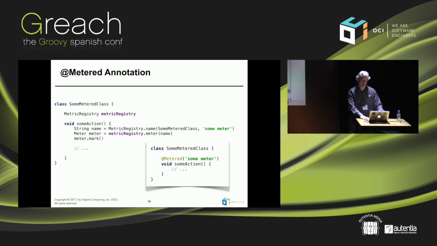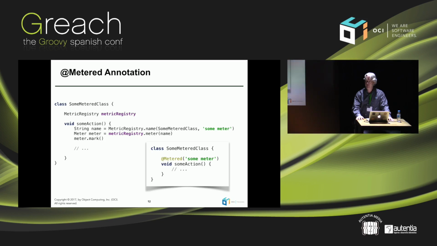It does. So the comment is that he's noticed that in the example where I used the annotation, we didn't have to declare the metric registry property, and that's not a mistake or something omitted on the slide. The AST transformation is adding that for you, right? So not only do you not have to put the metering code inside the method, you don't have to declare the metric registry property. The same AST transformation that adds the code in your method is also adding the property to this class.